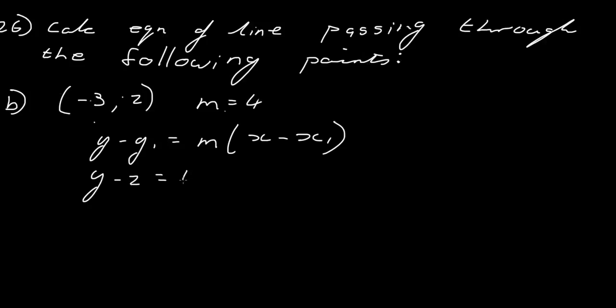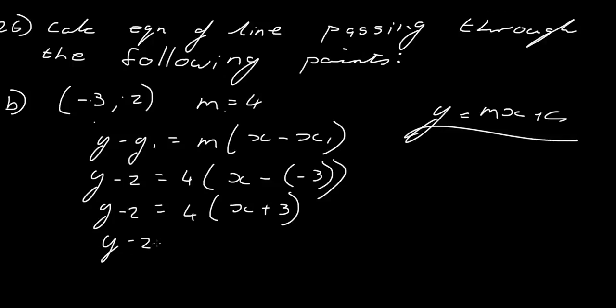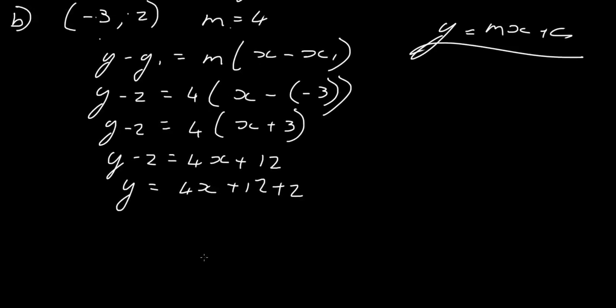y minus 2 equals 4 into x minus minus 3, which is x1. y minus 2 equals 4 into x plus 3. Then we multiply out and leave it in our gradient form, which is y equals mx plus c, because they didn't tell us to leave it in any specific form. y minus 2 equals 4x plus 12, so I'm just multiplying out. y equals 4x plus 12 plus 2, so I took the 2 across to the right hand side, and y equals 4x plus 14. And there you go. There's the equation of your line.